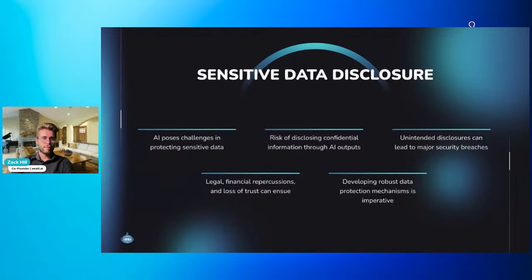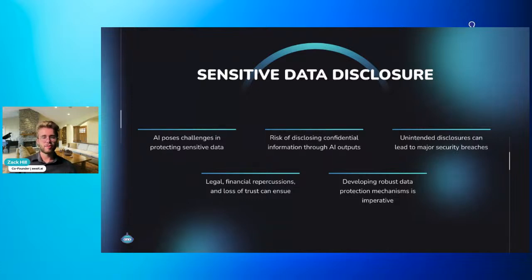While AI offers unprecedented opportunities, it also introduces formidable challenges in safeguarding sensitive and proprietary data. So the risk of sensitive data disclosure through AI outputs is a tangible threat that organizations face daily. So as AI models process and generate data, they can reveal confidential information. Now, these unintended disclosures can lead to significant security breaches, compromising personal and business data. This vulnerability exposes organizations to legal and financial repercussions and erodes the trust of customers and stakeholders.